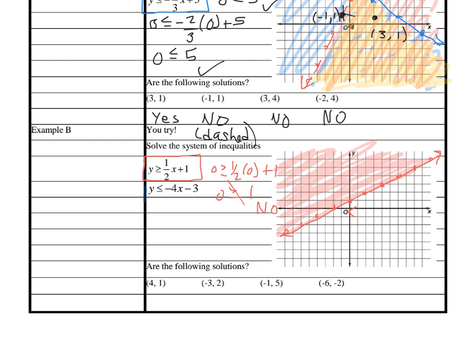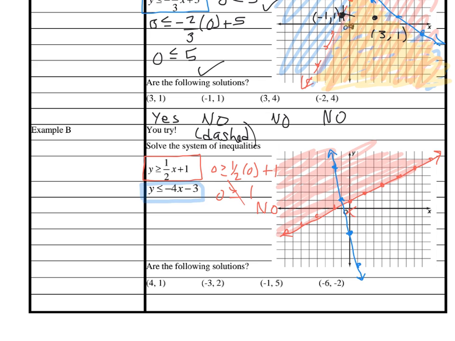Take a couple minutes and go ahead and graph the second inequality, please. So if you graph this line correctly, starting at 0, I'd go down 1, 2, 3. That's where my y-intercept is. Then I would go down 1, 2, 3, 4 over 1. Or I could go up 1, 2, 3, 4 over 1.